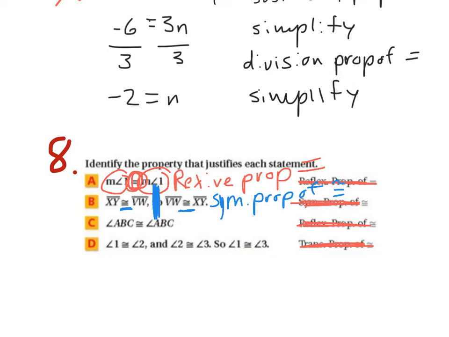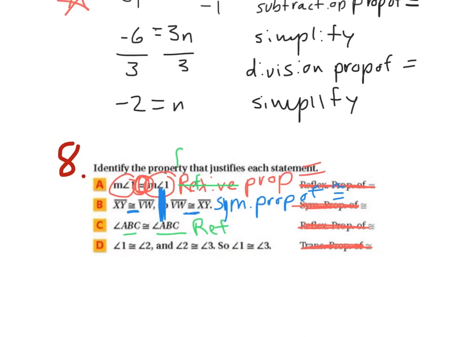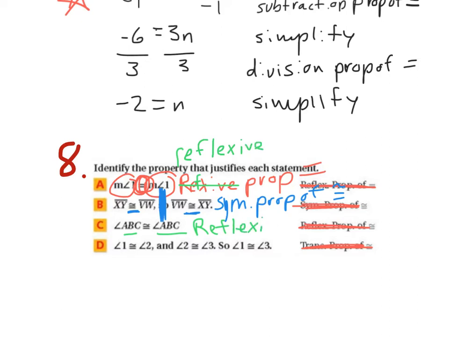Now we have angle ABC is congruent to angle ABC. We have the same thing is congruent to the same thing. So again, this is reflexive. Oh, I spelled reflexive wrong here, but reflexive property of congruence because we have the congruent sign. So reflexive property of congruence.